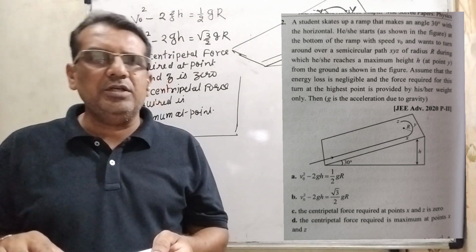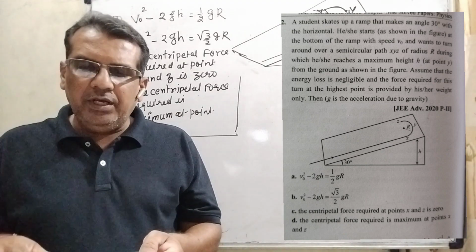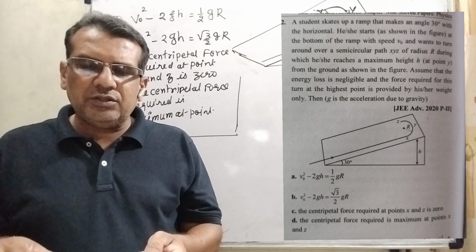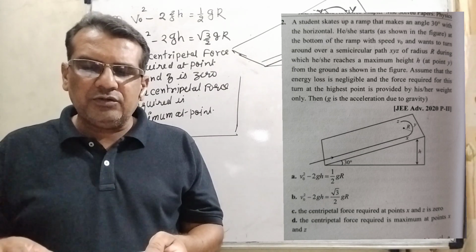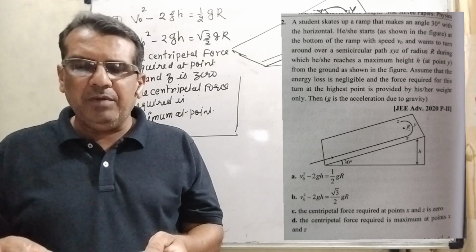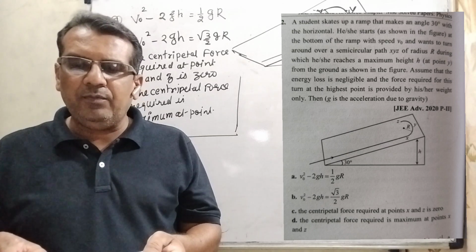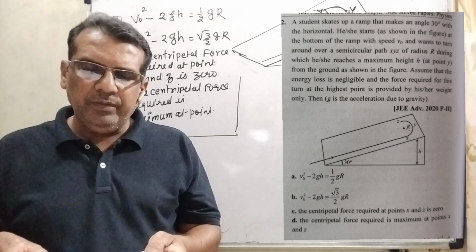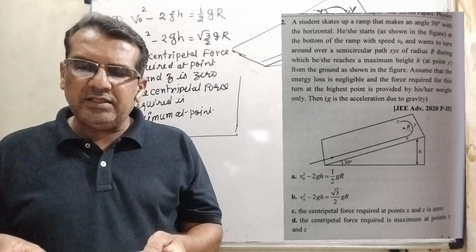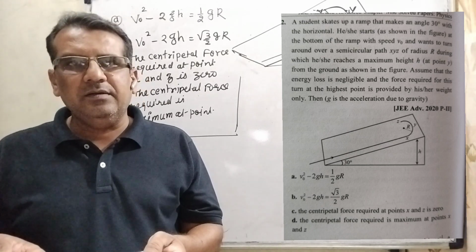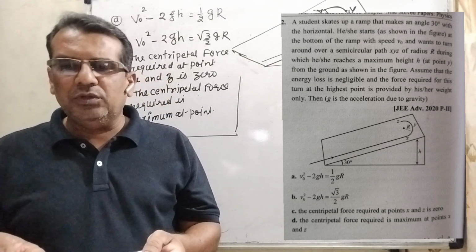It is a multiple choice question, so more than one option could be right. Option A: v0 squared minus 2gh equals 1 by 2 gR. Option B: v0 squared minus 2gh equals root 3 by 2 gR. Option C: the centripetal force required at points X and Z is 0. Option D: the centripetal force required is maximum at points X and Z. And this question was asked in JEE Advanced 2020.